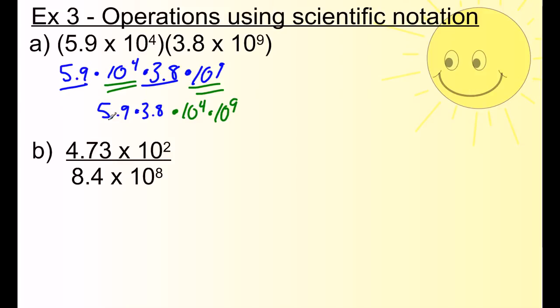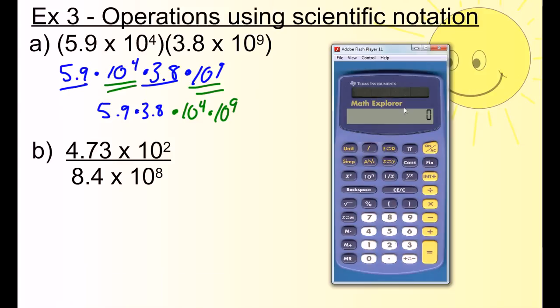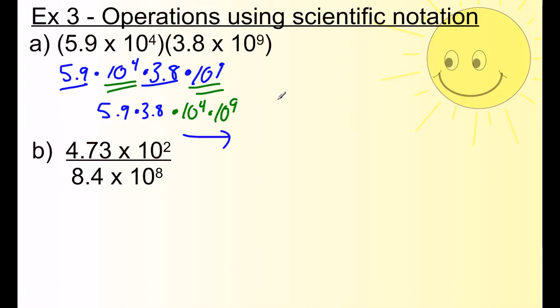So I'm going to multiply the 5.9 times the 3.8. 5.9 times 3.8 equals 22.42. I'm out of space. I'm going to bump over here. 22.42 times... Now, does this look familiar from the previous lesson? We have two powers with the same base. So to multiply these two together, we add the exponents.